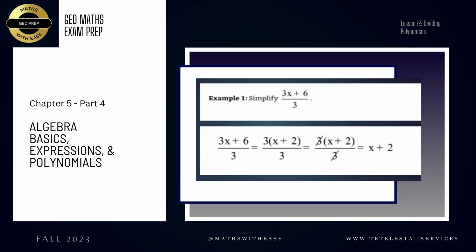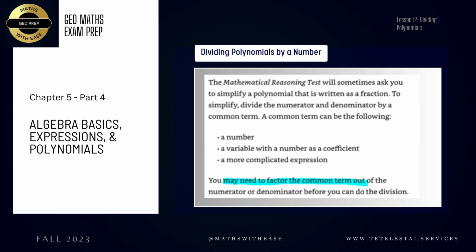So another way of writing 3x plus 6 is 3 times x plus 2. And we remember our FOIL method, we know that 3 times x is 3x, and 3 times 2 is 6, okay? So this is just another way of writing this numerator here, and this is what this statement is telling you here, that you may need to factor the common term out of the numerator or the denominator before you can do your division. So that's what we've done in this first step.